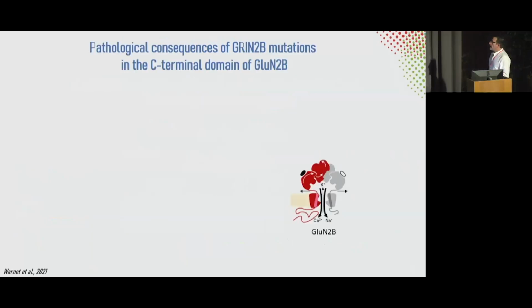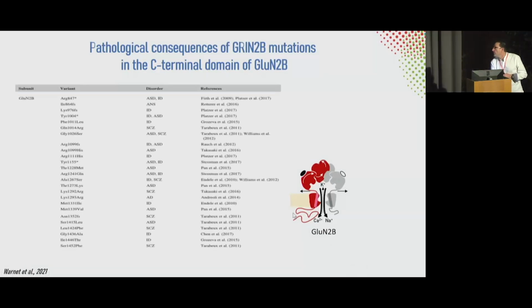So to illustrate the work that we are doing in the lab, we mainly study the GRIN mutations that affect the C-terminal domain of the GluN2B receptor. And as you probably know, there are many mutations on that domain that are related to disorders like autism spectrum disorder, intellectual disability, schizophrenia, and many other neurodevelopmental disorders.